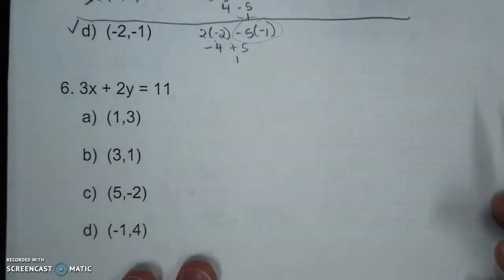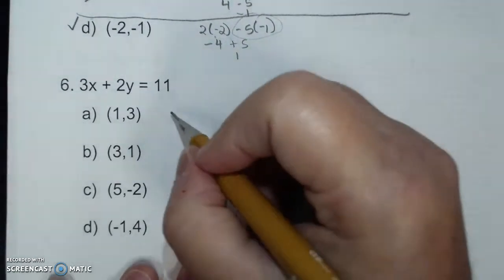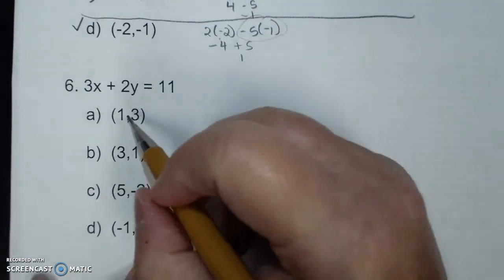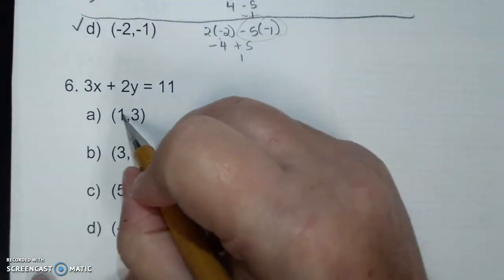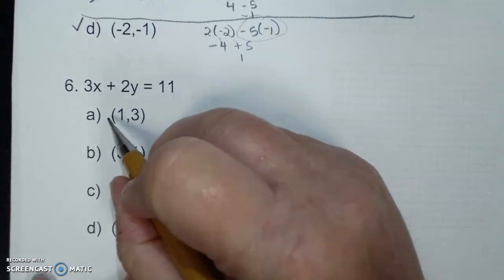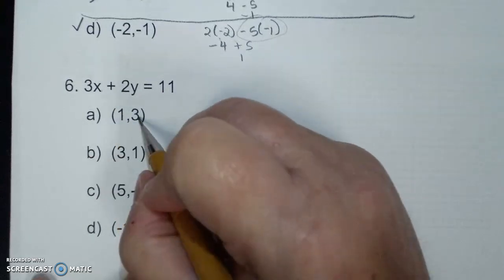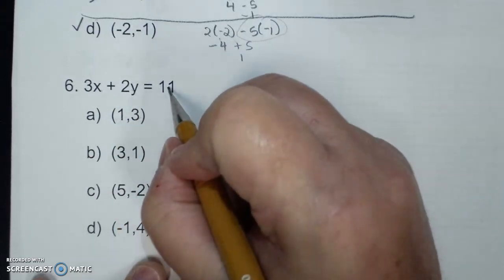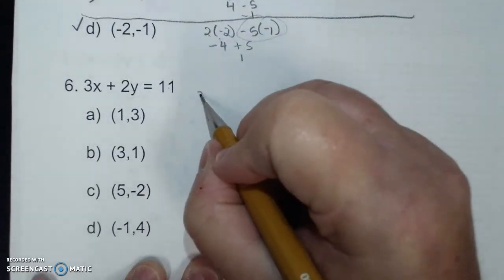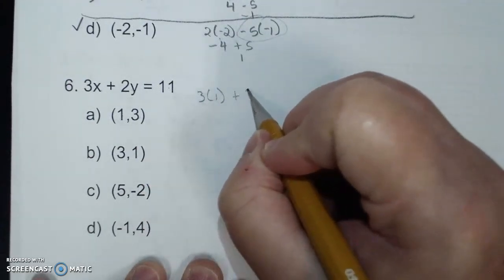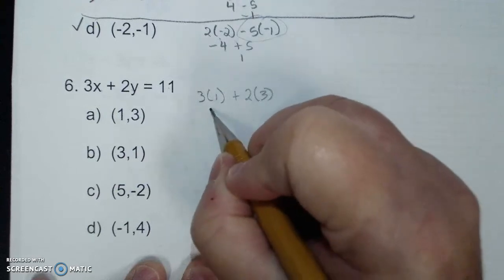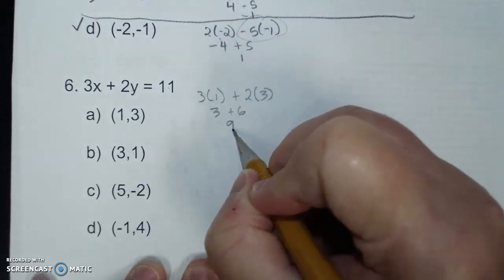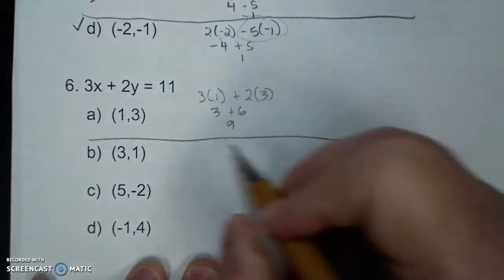Again, we're going to do the same thing. When I say which ones are solutions, I plug in the x coordinate for x, the y coordinate for y, and I want to come up with the number. So this is 3 times 1 plus 2 times 3. 3 plus 6 is 9. That is not.